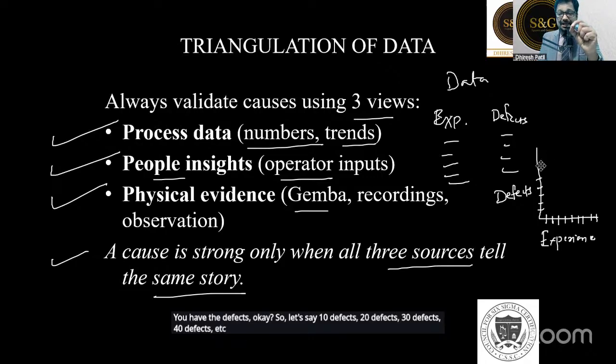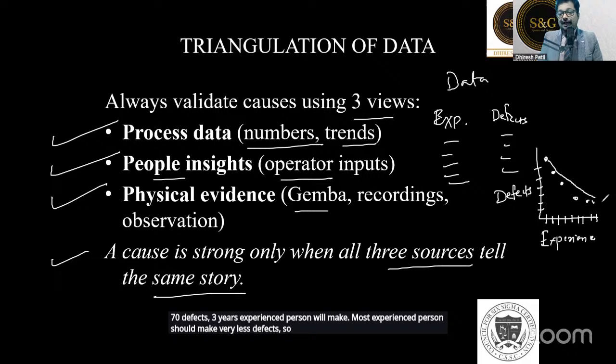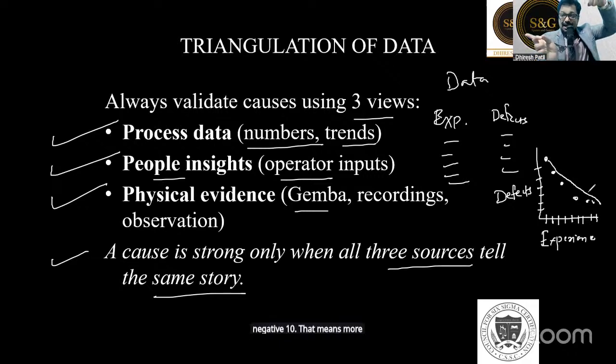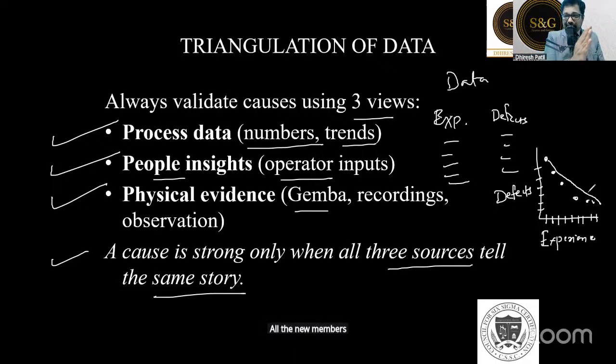Now ideally a less experienced person would have more defects. It would be a negative correlation. Let's say a 2-year experienced person, ideally speaking, would make 70 defects. A 3-year experienced person will make fewer, and the most experienced person should make very few defects. So you will get a negative trend. That means the more the experience, the fewer the defects. Yes or no? It is called negative correlation. Everybody got this? All the new members? So I have put experience on the x-axis, defects on the y-axis. Ideally speaking, the conception is the more the experience, the fewer the defects.